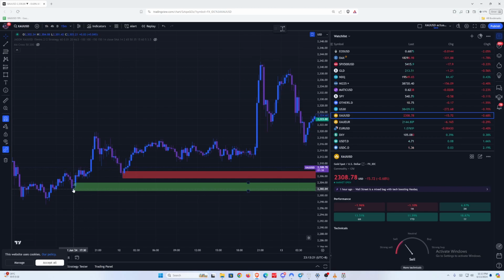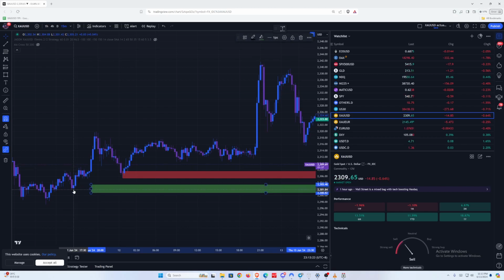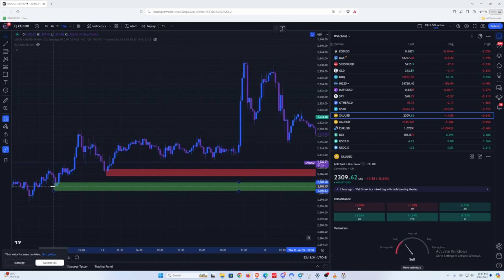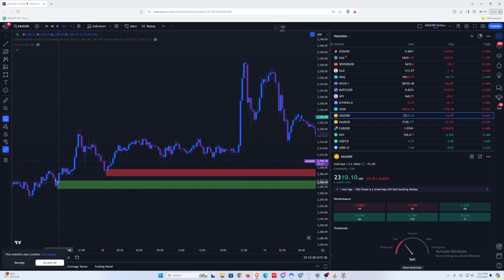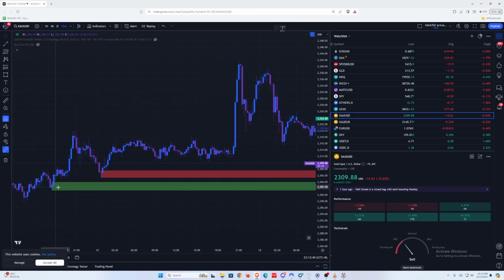This one, price did do a candle sweep, this candle did sweep the previous candle, and it did create a fair value gap in here. So price did create a fair value gap, and here's our order block. So this one was valid.